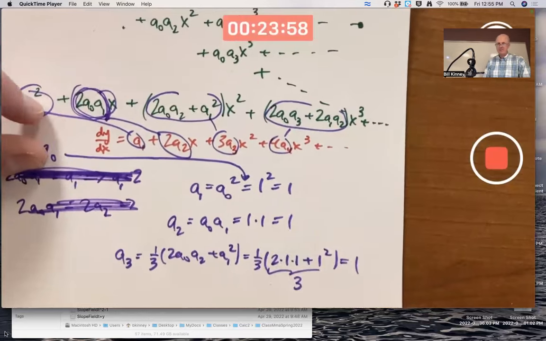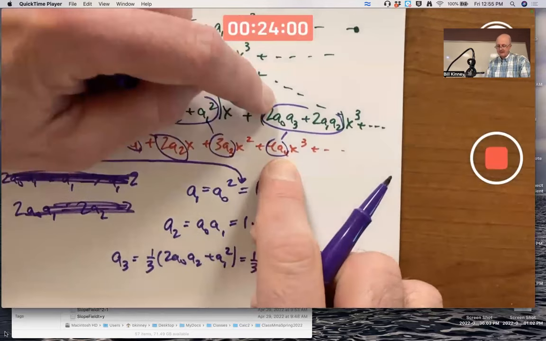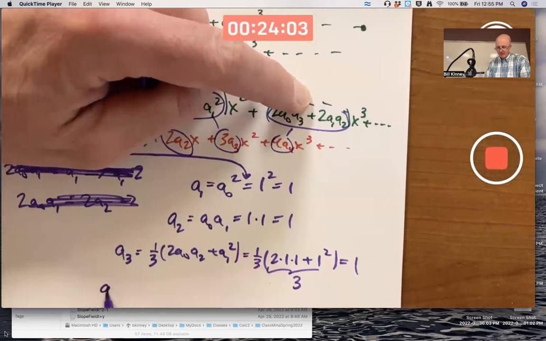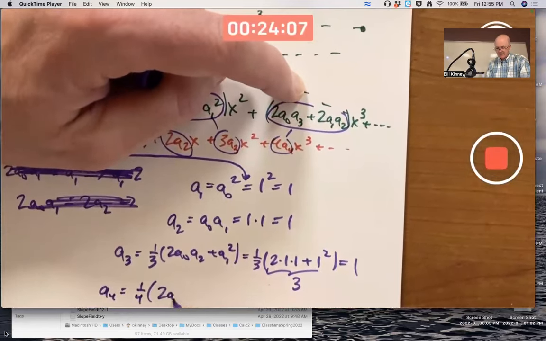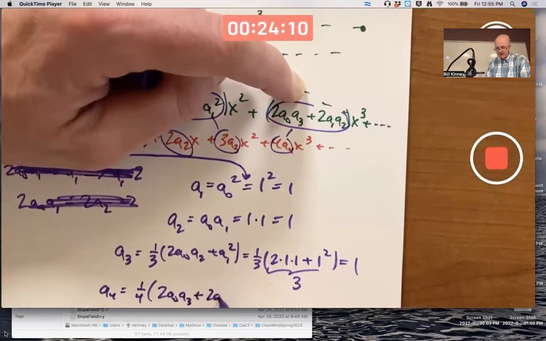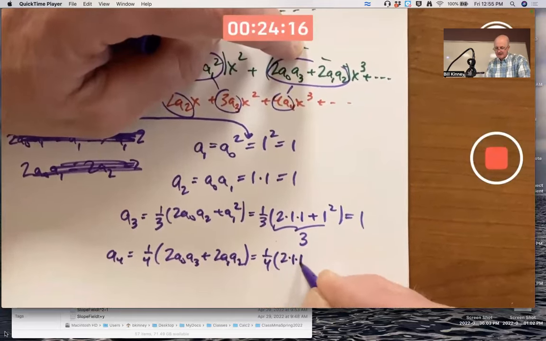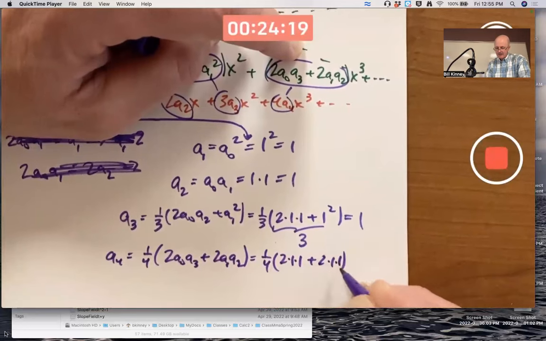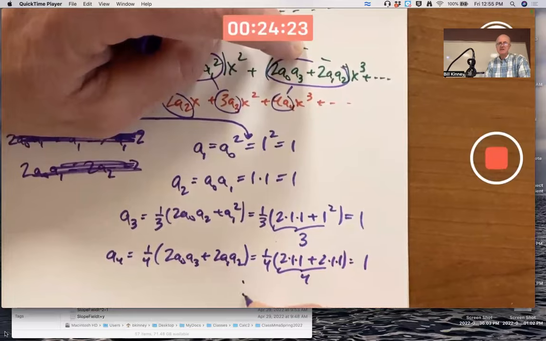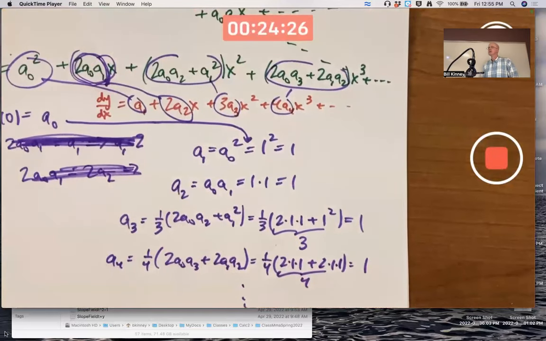Let's try one more. 4a4 equals this. So a4 is 1/4 times (2a0a3 plus 2a1a2). Of course, I could factor out that 2 and cancel with the 4, but I can also leave it as it is. This is a 4. 1/4 times 4 is 1. The pattern seems to be that every a is 1. That's not a proof, but it does turn out to be true.